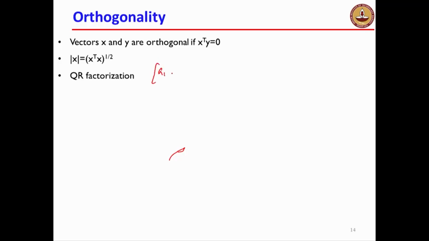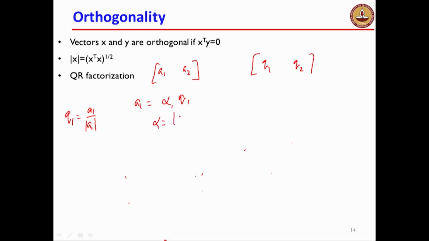So I have A1, A2. I am going to get 2 vectors perpendicular to each other, each of them has unit length, and the first vector I get from just A1. So A1 is equal to, suppose, some alpha times Q1. What is Q1? Q1 I know is equal to A1 by mod A1. So alpha 1 is just equal to mod A1, the length of A1.